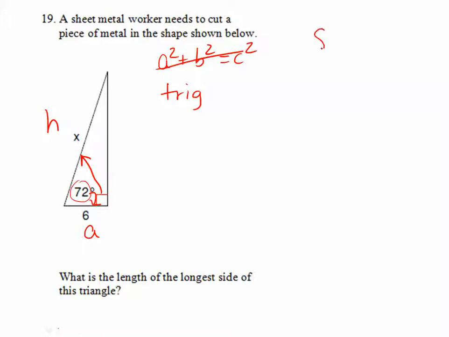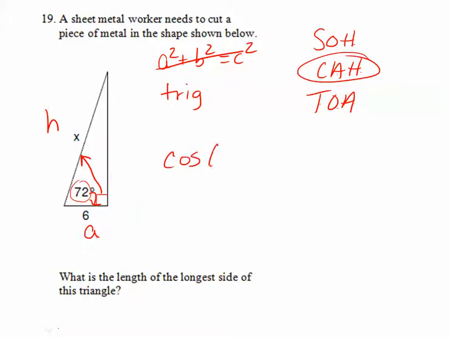So I think back to my trig functions, SOHCAHTOA, where I have sine is opposite over hypotenuse, cosine is adjacent over hypotenuse, and tangent is opposite over adjacent. And I look and see, okay, I'm looking at adjacent and hypotenuse, so that's going to be cosine. So my formula, and this is on your formula chart, cosine theta equals adjacent over hypotenuse. Fill in what I know. Theta is 72. Adjacent is 6, and the hypotenuse is x.